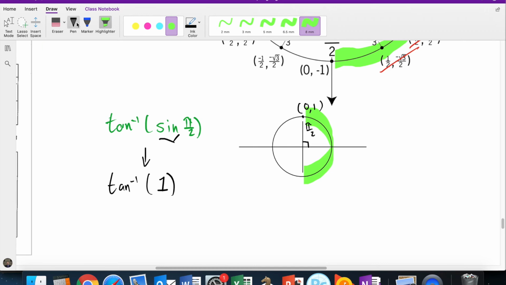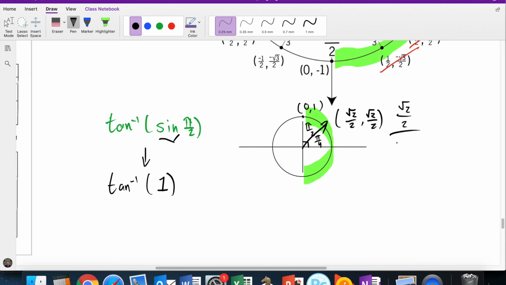Pi over 4. Why do you say pi over 4? So it's just pi over 4, or 45 degrees, and you said that this is equal to the square root of 2 over 2 and the square root of 2 over 2. If I were to divide these two, what would I get? This would give me 1. And so that's exactly right. My answer is going to be pi over 4.